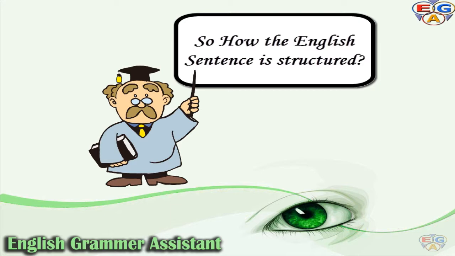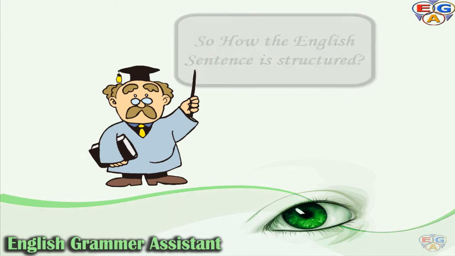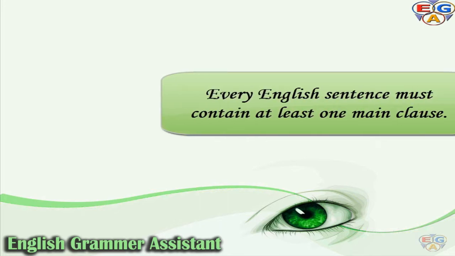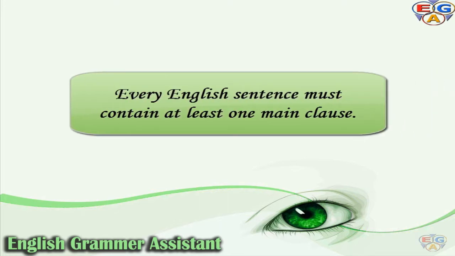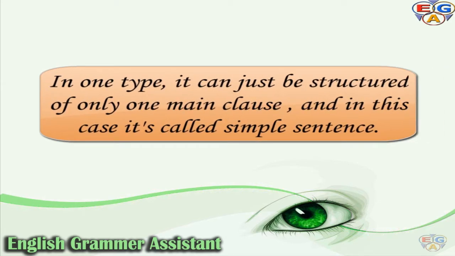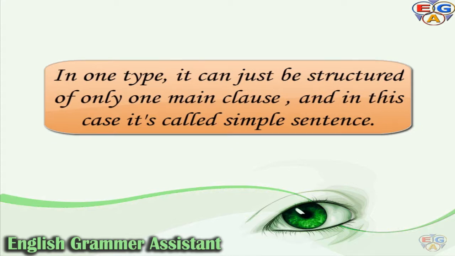So, how is the English sentence structured? Every English sentence must contain at least one main clause. In one type, it can be structured of only one main clause, and in this case it's called a simple sentence.